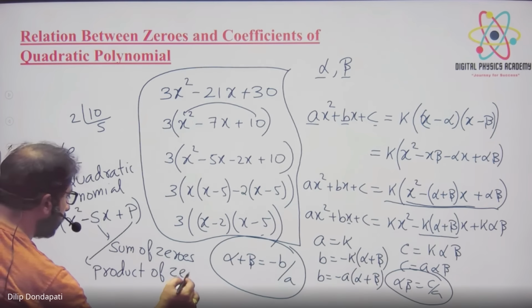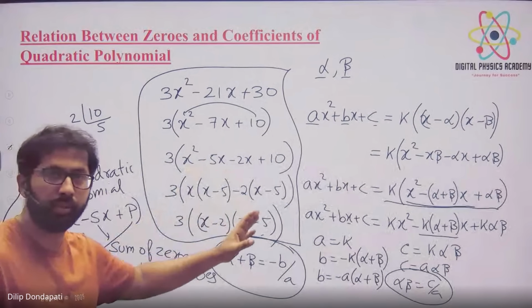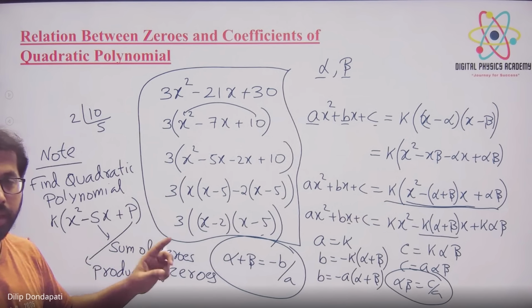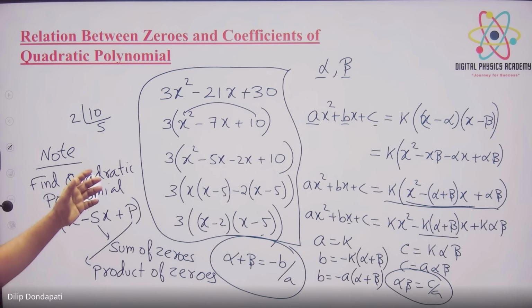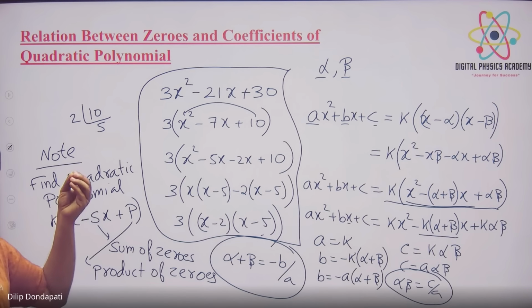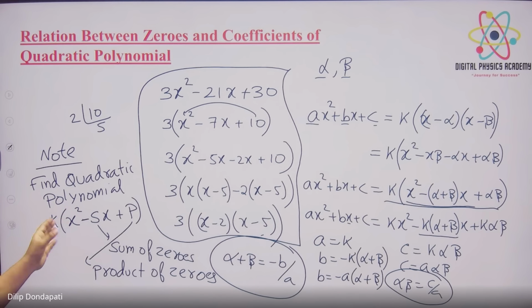When we do the questions, you will understand how to apply all these things. So we learned two things. One is the relation between zeros and coefficients: alpha plus beta is equal to minus b by a, alpha beta equal to c by a. And second, whenever they ask to find the quadratic polynomial, the formula is k times of x square minus Sx plus P. S is the sum of zeros, P is the product of zeros. Always use this.